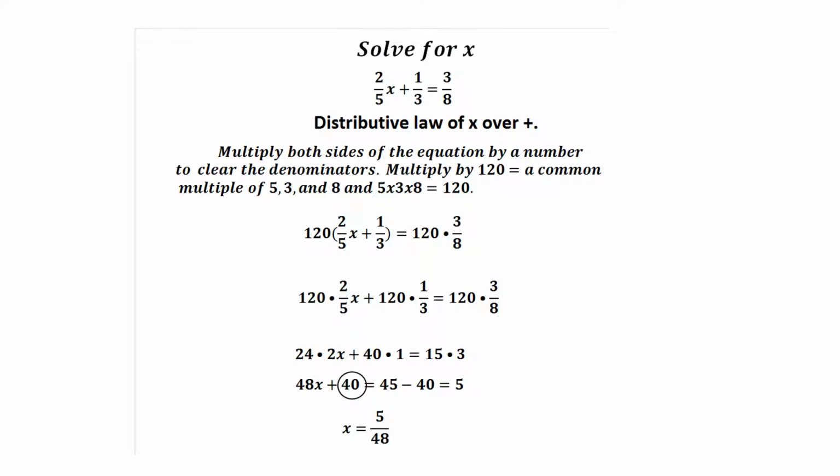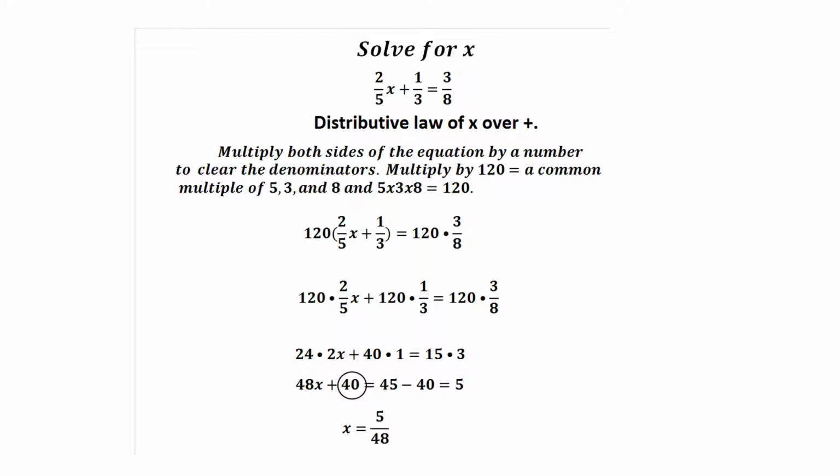In this equation, we have 2/5 x plus a fraction equal a fraction. We use the distributive law of multiplication over addition to get rid of the 5, the 3, and the 8 in the denominator. We'll multiply by a number to get rid of the 5, 3, and 8. We multiply by a common multiple of 5, 3, and 8, which would be 5 times 3 times 8, equal to 120. It also happens to be the least common multiple because 5 and 3 are primes, and 8 is the prime 2 times itself 3 times.